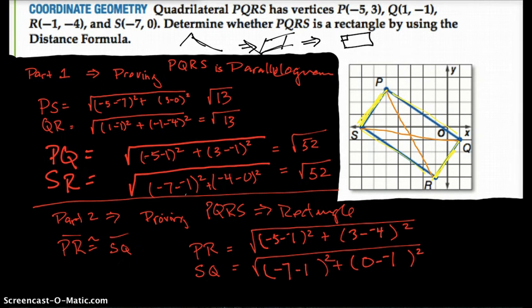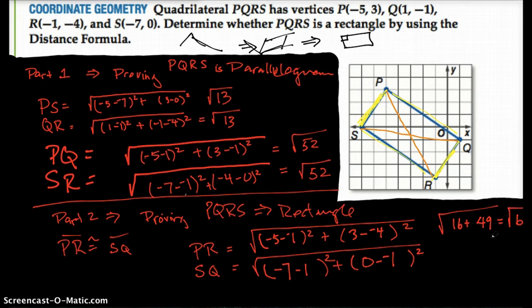So we've set up the distance formula for figuring out the lengths of PR and SQ. And so we'll calculate. We get -5 plus 1, which is -4. -4 quantity squared is 16. So I have 16 underneath the radical. And to that, I'm going to add 3 minus -4, which is a positive 7. 7 squared is 49. So I've got 16 plus 49, which is equal to the square root of 65.